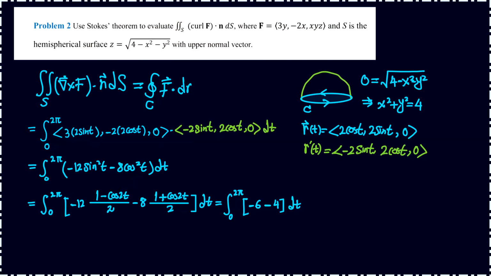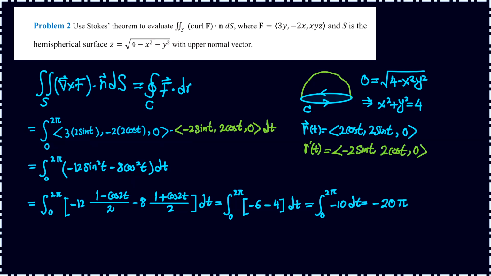All right, so we're almost done. Here we have the integral from 0 to 2 pi of negative 10 dt, which is basically negative 20 pi.